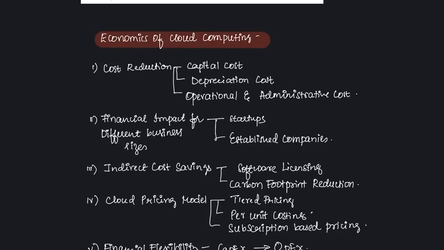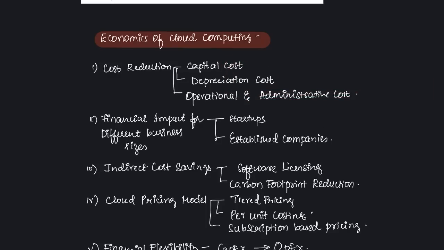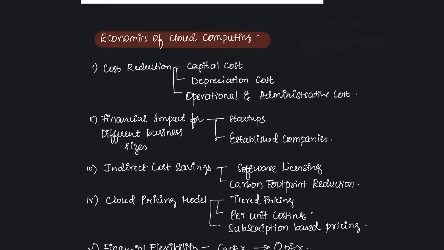Next we have economics of cloud computing. First let's discuss what the economics of cloud computing are. Cloud computing fundamentally shifts the way of organizing from IT infrastructure to the cloud. By doing this, you should also speak from the money perspective, the economic perspective. The main thing here is the pay per use, or pay as you use, model. So let's see what the financial benefits are.